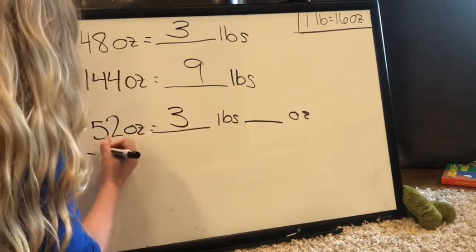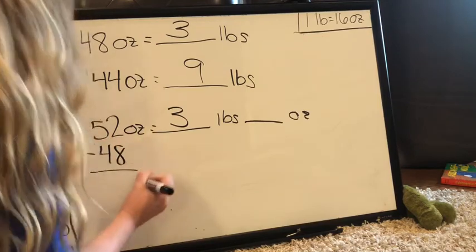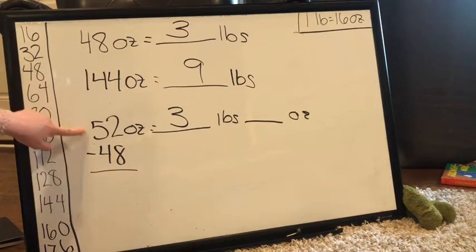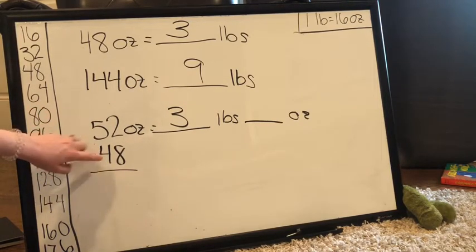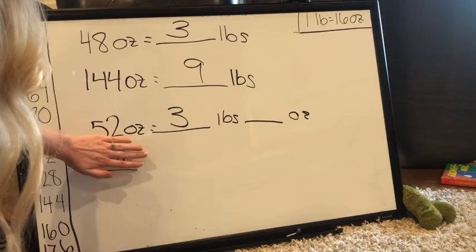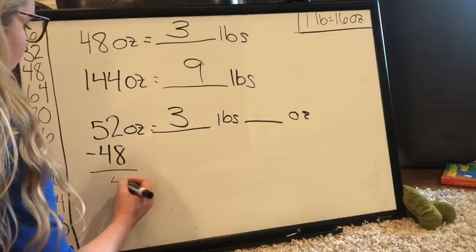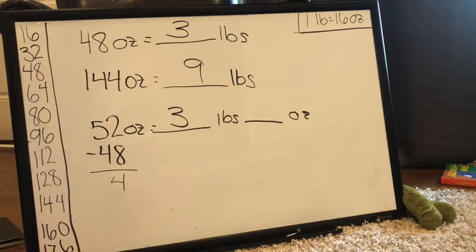Okay, I'm going to write minus 48 because once we know how many ounces are in 3 pounds, we need to find the difference between 52 and 48. We already have 48 of the ounces taken care of, but how many more ounces do we need to get to 52? I know that many of you in your head are already going, Mrs. Halverson, that's too simple. It's 4. 52 minus 48 is 4. So the difference is going to be our ounces. So we have 52 ounces equals 3 pounds, 4 ounces.